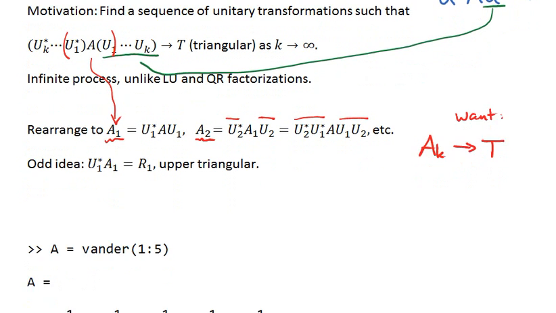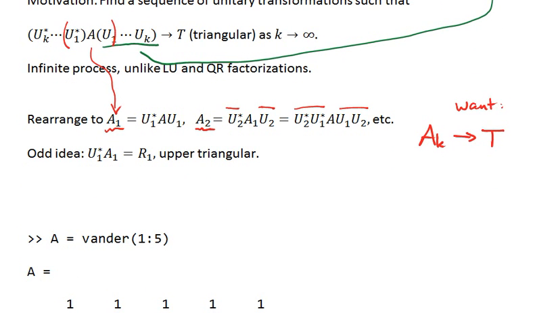Now here's a bit of an odd-looking idea. We're just going to be greedy and say, let's suppose we can do it in such a way that, and I have a misprint here, this should just be A here. Let's suppose we can just find a U1 so that U1 star A by itself is upper triangular.